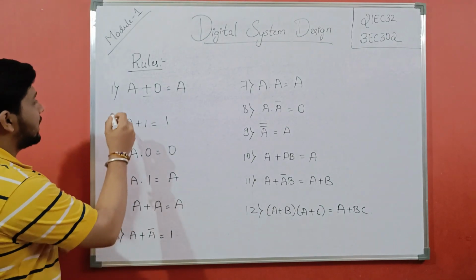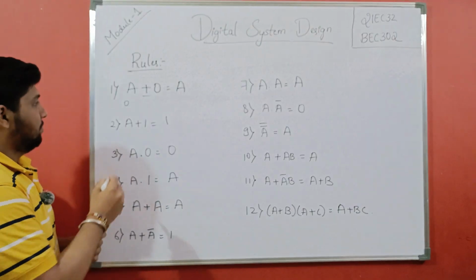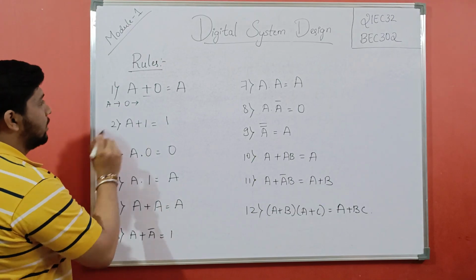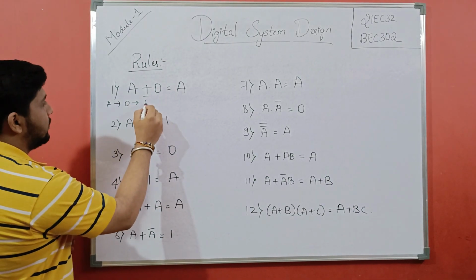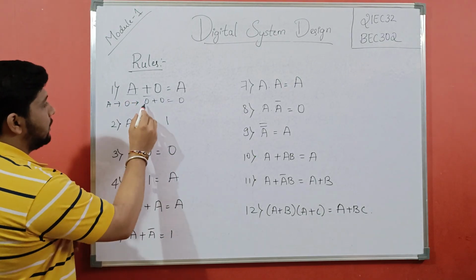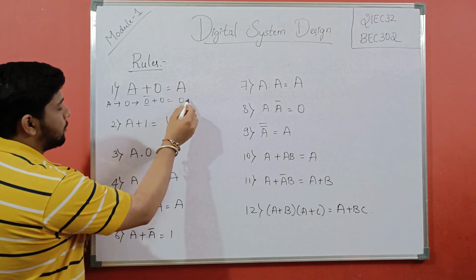So in case of 0, what would be my answer? When I substitute A is equal to 0, what will be the answer? A is 0, plus 0 is 0. So you can see when I gave the input of 0, I also got the output as 0.